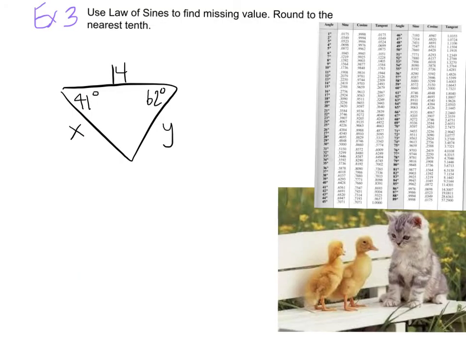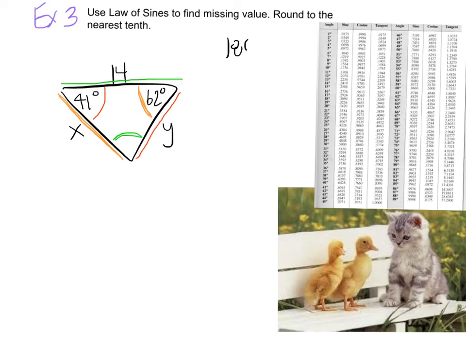For our last problem, I'm going to ask that you finish it, but I'm going to help you start. For example 3, it says use the law of sines to find the missing value, round to the nearest tenth. I have my triangle right here, and I'm going to start by identifying some angles. I have 41 degrees with its opposite side y. I have the 14 side, but I don't have an angle. And last but not least, I have 62 degrees and its opposite side. So I do have some parts here, but I'm missing this angle.